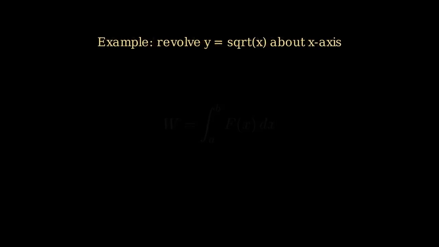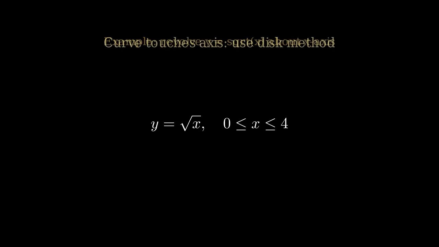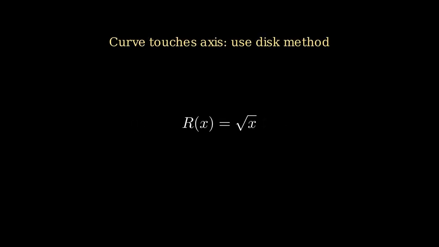Now let's work through an example. We want the volume of the solid formed by revolving y equals the square root of x for x between 0 and 4 about the x-axis. Since the curve touches the x-axis directly with no gap, we use the disk method, and the radius is simply r(x) equals the square root of x.